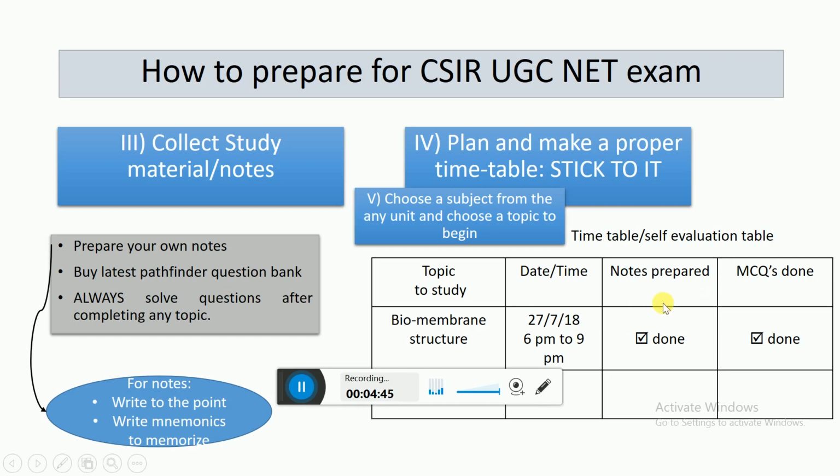I always prefer, as I have said, to prepare your own notes, and you should always evaluate your preparation, so that by the end of the day or the end of the week you can know where you exactly stand and how much you have actually prepared. Lastly, as I have just said, you should always solve questions. Preparation of topics and solving questions should go hand in hand. By this table you can evaluate how much you have prepared.